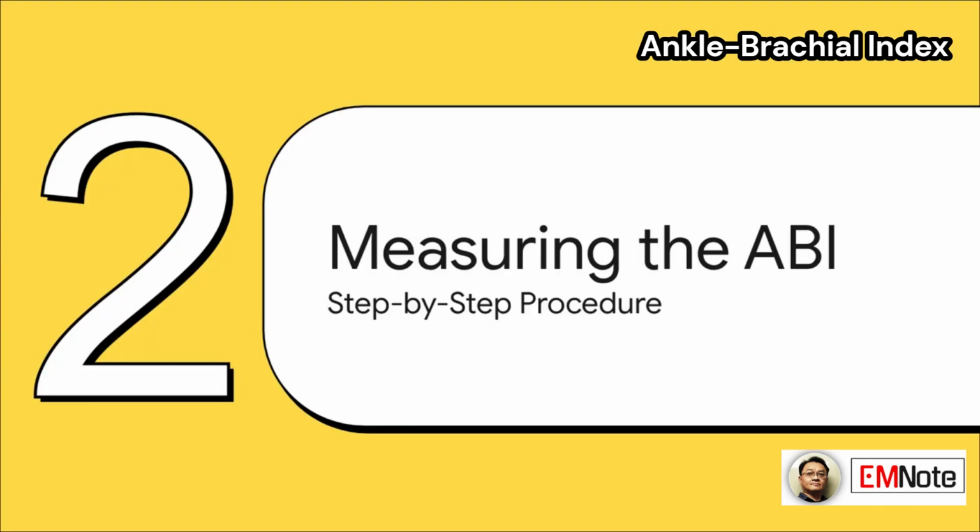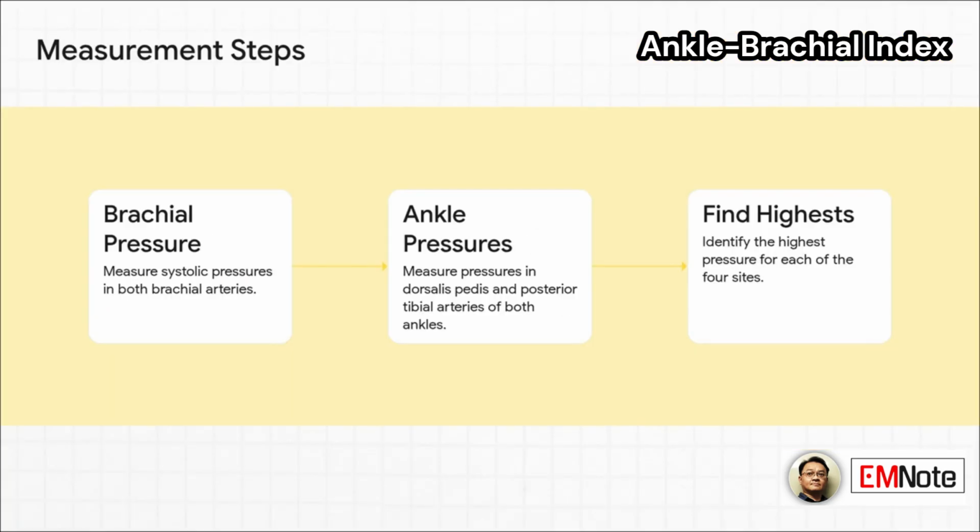Okay, let's get into the practical side of things. How do we actually measure the ABI? The process is pretty methodical. First, you'll measure the systolic pressure in both brachial arteries. Then you'll do the same for the dorsalis pedis and posterior tibial arteries in both ankles. For each of these 4 locations, you'll want to note the highest pressure reading.